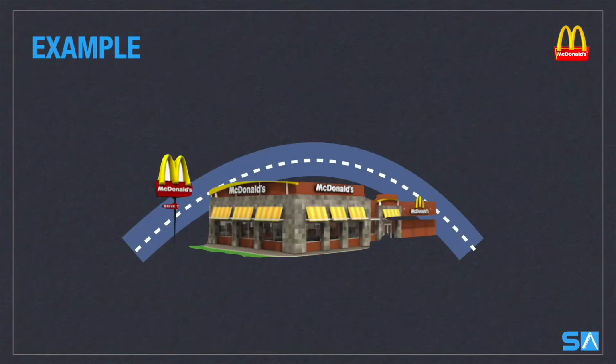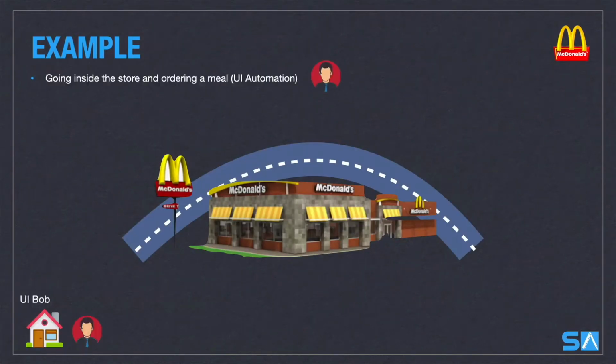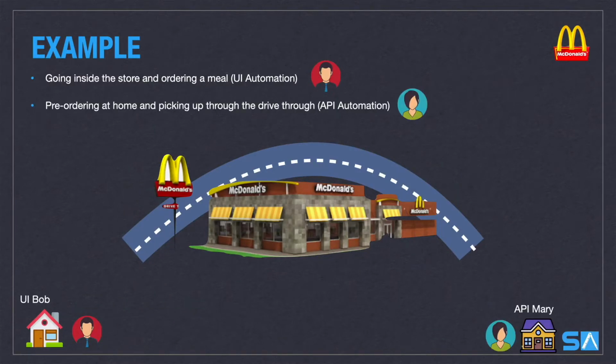So, looking at the McDonald's example, let's say we have a user called UiBob. Bob is your traditional UI automation, automating the actual user interface of an application. In this example, Bob will go into the store and order a meal from McDonald's. Then we have API Mary. API Mary is going to be pre-ordering McDonald's at home using the application, paying at home, and then simply going through the drive-thru to pick up her McDonald's.